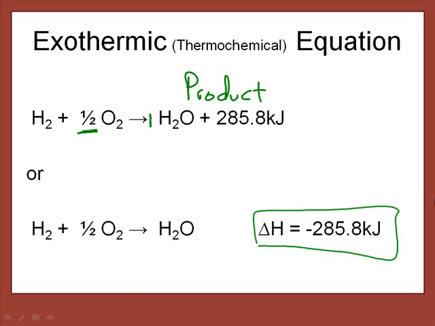Here's what I need you to be careful with. When this is off by itself, the sign can either be positive or negative. Right? When it's exothermic, it's negative. Notice that we don't include this in the equation as a negative value. By putting it on the right-hand side, the product side, we are telling somebody who's reading this equation that it's exothermic by virtue of it being a product.